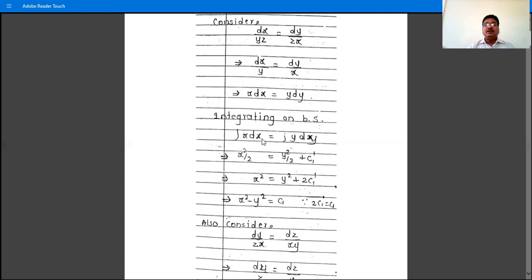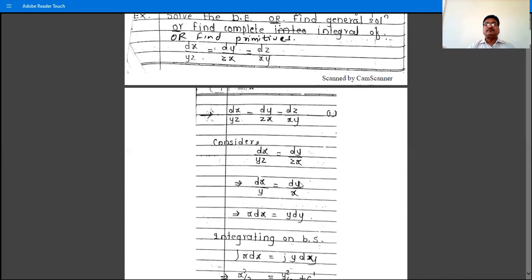So what is the integration of x? x square by 2, y square by 2, plus a constant of integration, suppose c1 dash, then multiplying by 2. So obviously 2 c1 dash, suppose 2 c1 dash is c1. So x square minus y square is equal to c1 is the first or one solution of the given differential equation, this simultaneous differential equation.